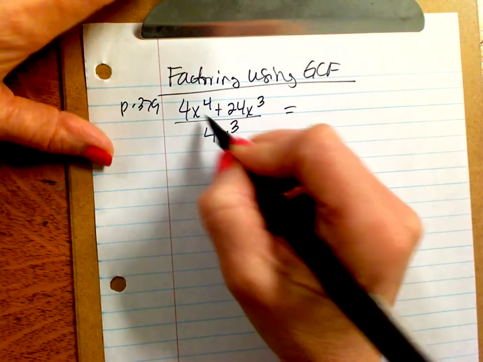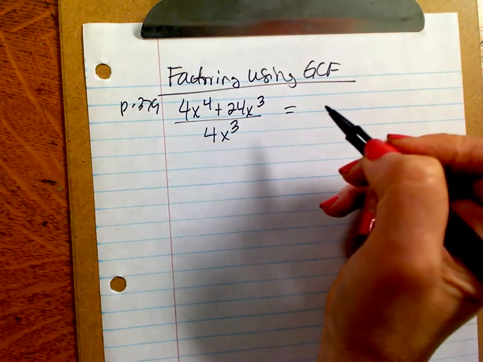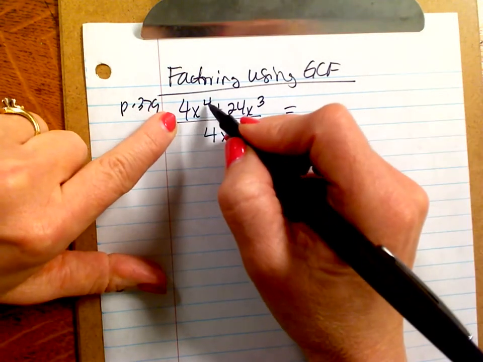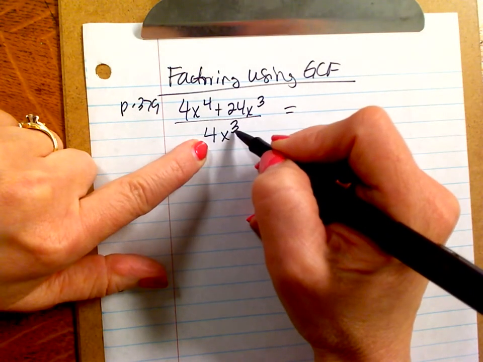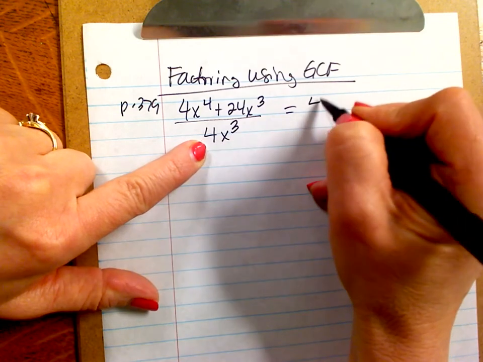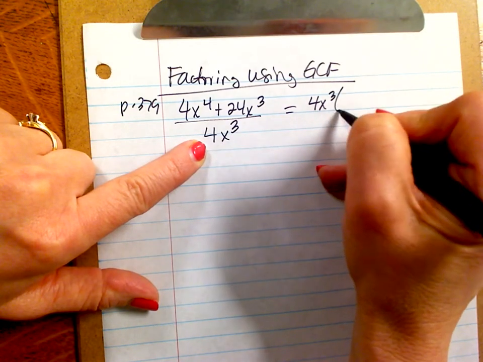So what you're really doing is dividing. It's the opposite of distributing. So 4x to the 4th divided by 4x cubed. So you're going to have 4x cubed, because I'm going to take that out.